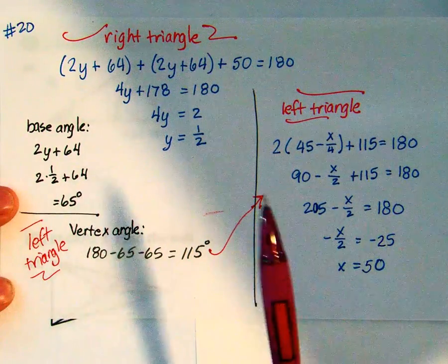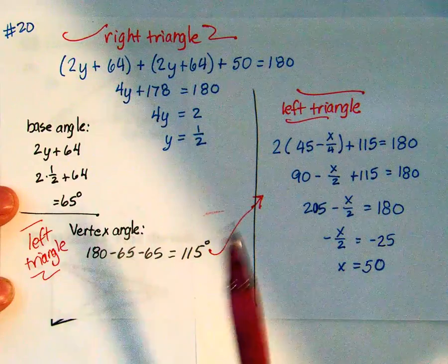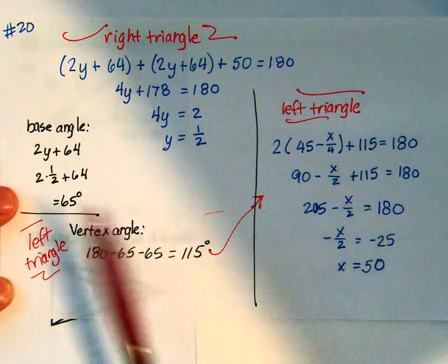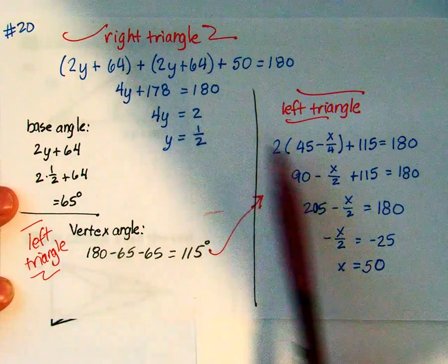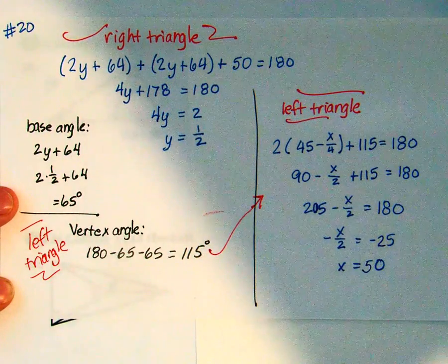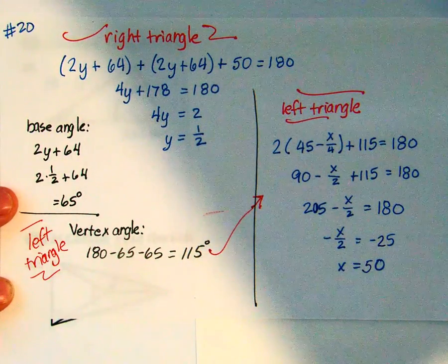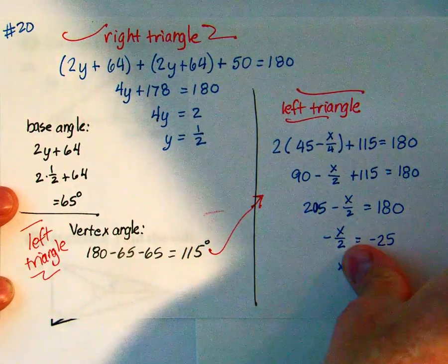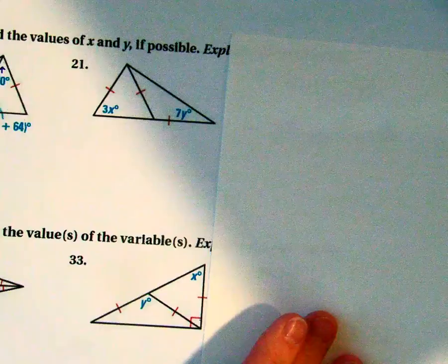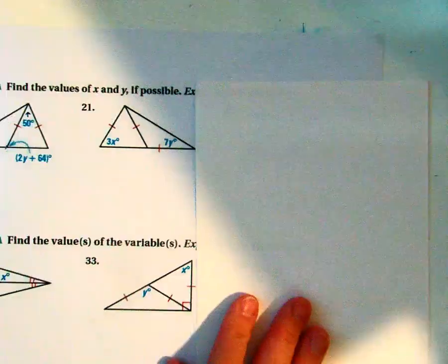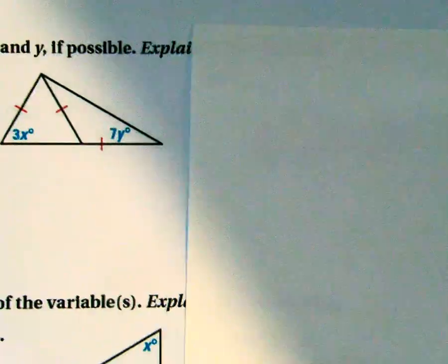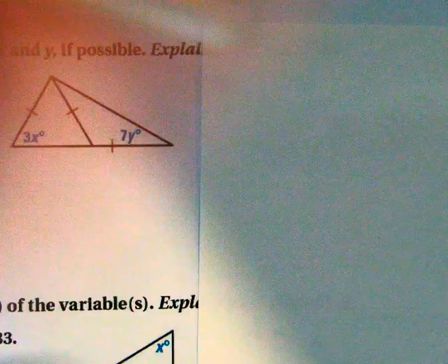I started with the left triangle, the right triangle, and then did the left one and went down to it. You can either just add them together. Each time I did it by adding up to get 180 with the triangle sum theorem. Okay? Let's do another one. We'll just talk about this one a minute.